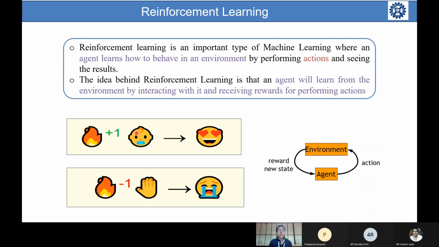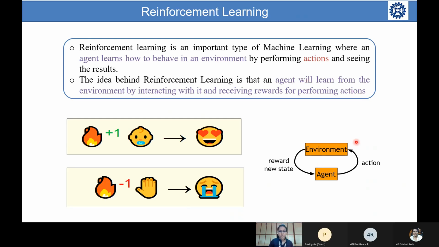So in this case, this kid is the agent and the fire is the environment. That's why we say that the agent will learn from the environment by performing actions. Performing actions here means that when this kid tries to touch the fire, he felt there is a chance of burning, so he felt bad. That's why the agent will learn from the actions.